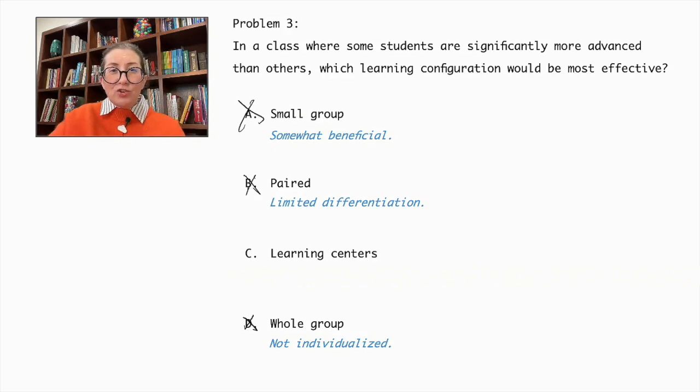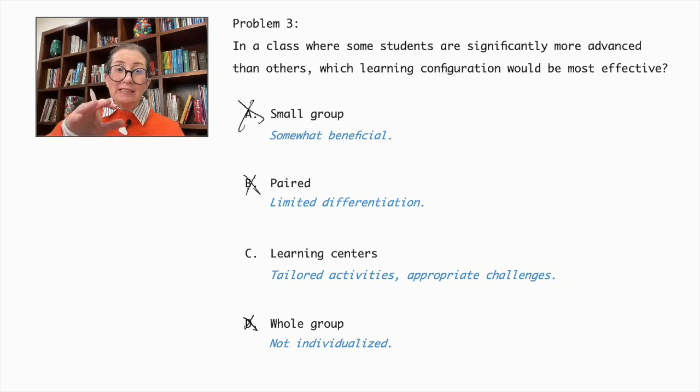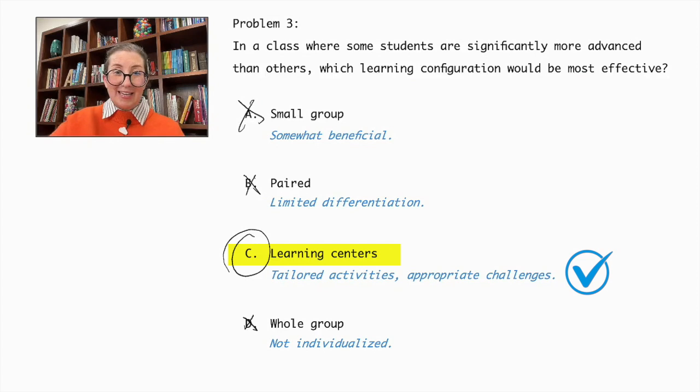The correct answer is learning centers. Learning centers allow students to engage in different activities tailored to their developmental levels and interests, providing appropriate challenges for advanced students while allowing others to work at their own pace. So C is the correct answer here.